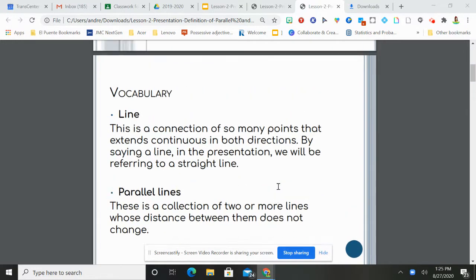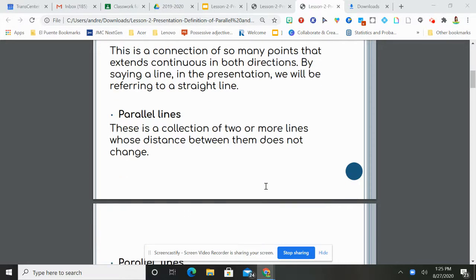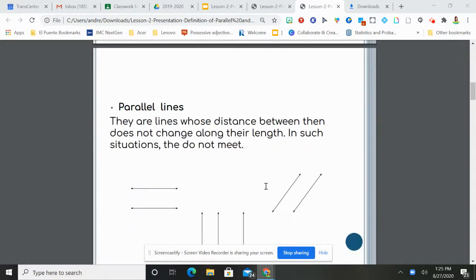Some of the vocabulary we're going to use: what is a line? This is a connection of so many points that extends continuously in both directions. By saying a line in the presentation, we will be referring to a straight line. So no curves, just straight lines. A parallel line is a collection of two or more lines whose distance between them does not change. We're going to see what that means.